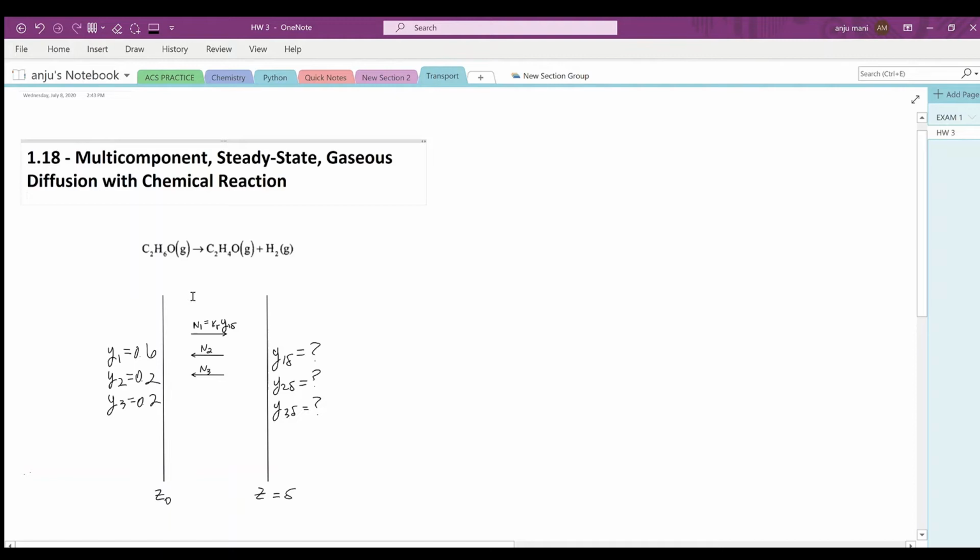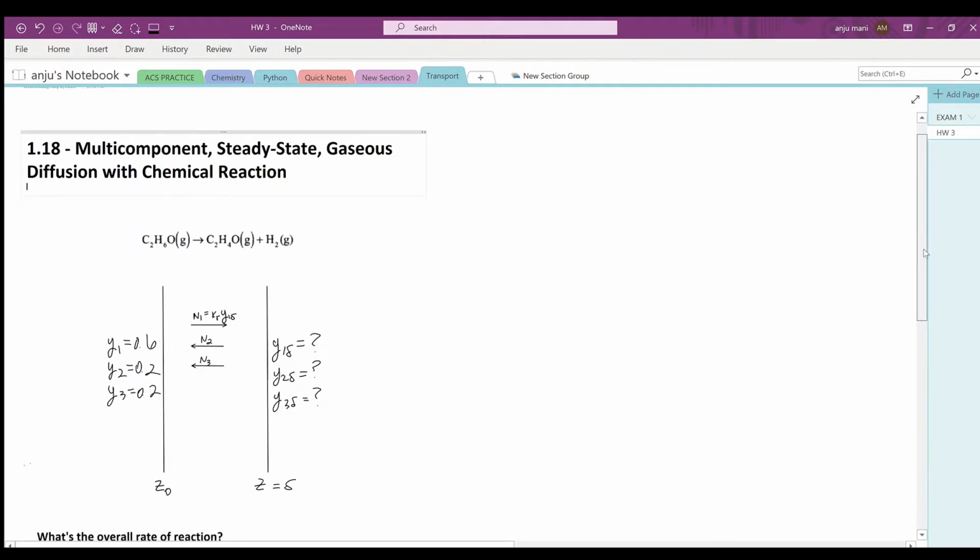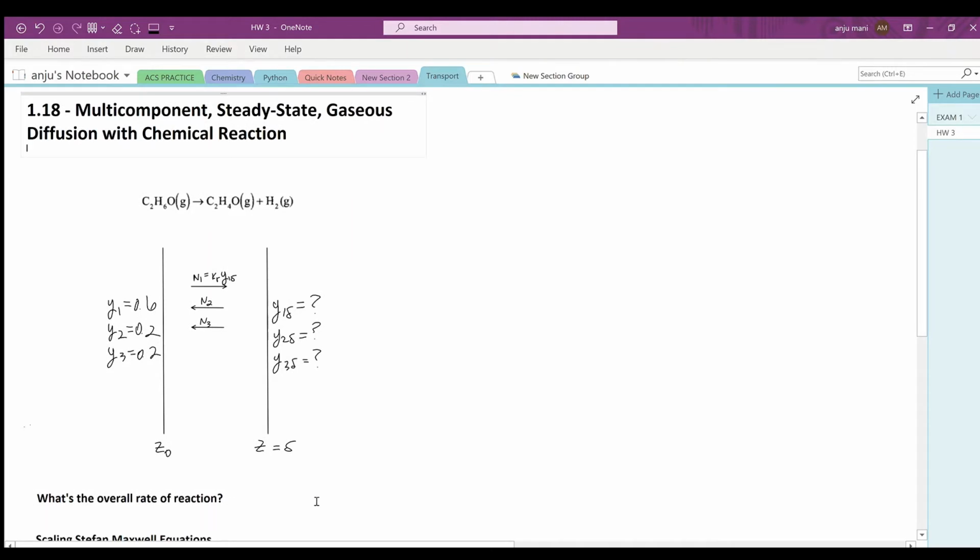What we have here is that we are given our mole fractions at one side of our system, but as we get to our boundary, to our interface, we don't know our composition there. Also, based on our equation, we have bootstrap conditions for our molar fluxes, and we are told that the rate of the reaction is based on the rate of reaction of ethanol. So that's why we have N1 equals the rate of reaction times the mole fraction at the boundary. This question is asking us what the overall rate of reaction is.